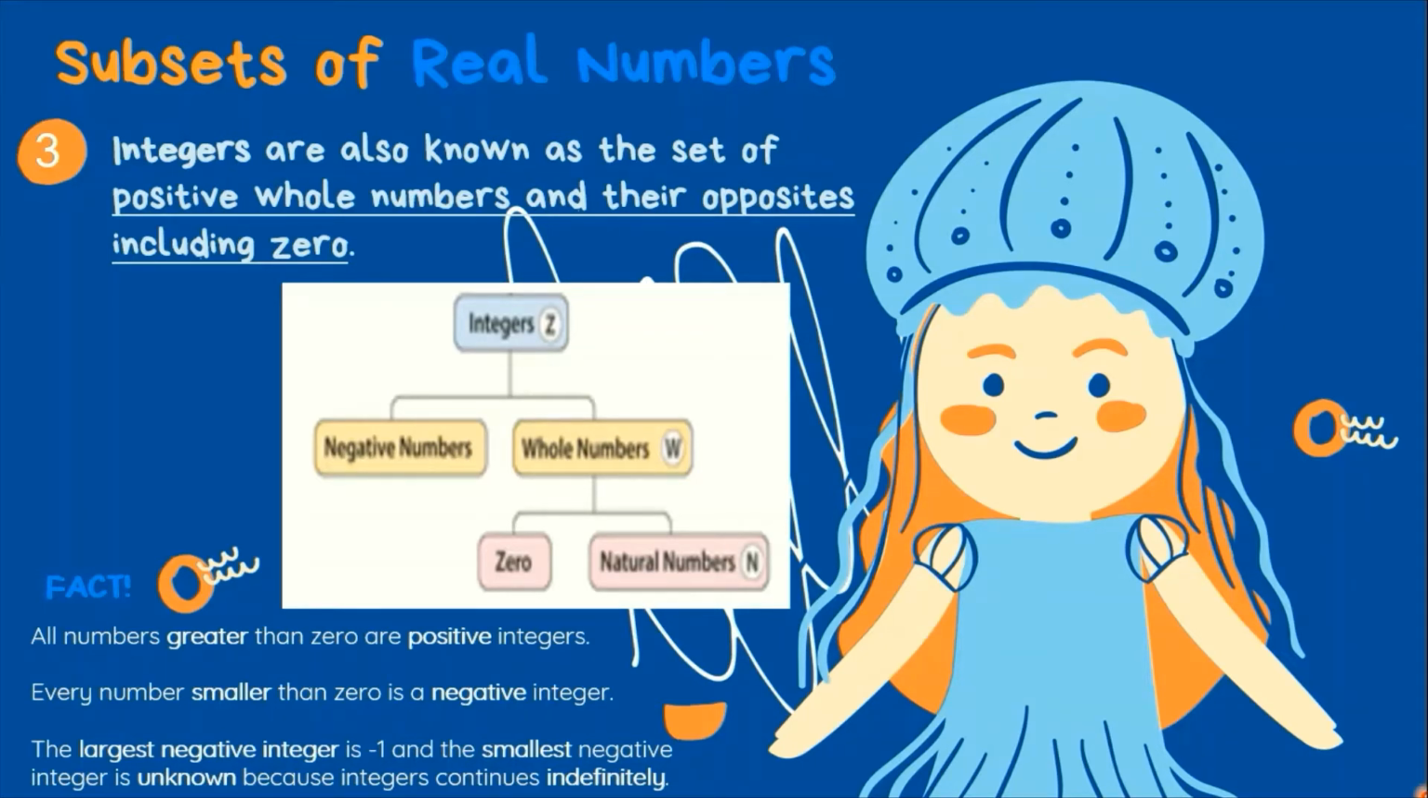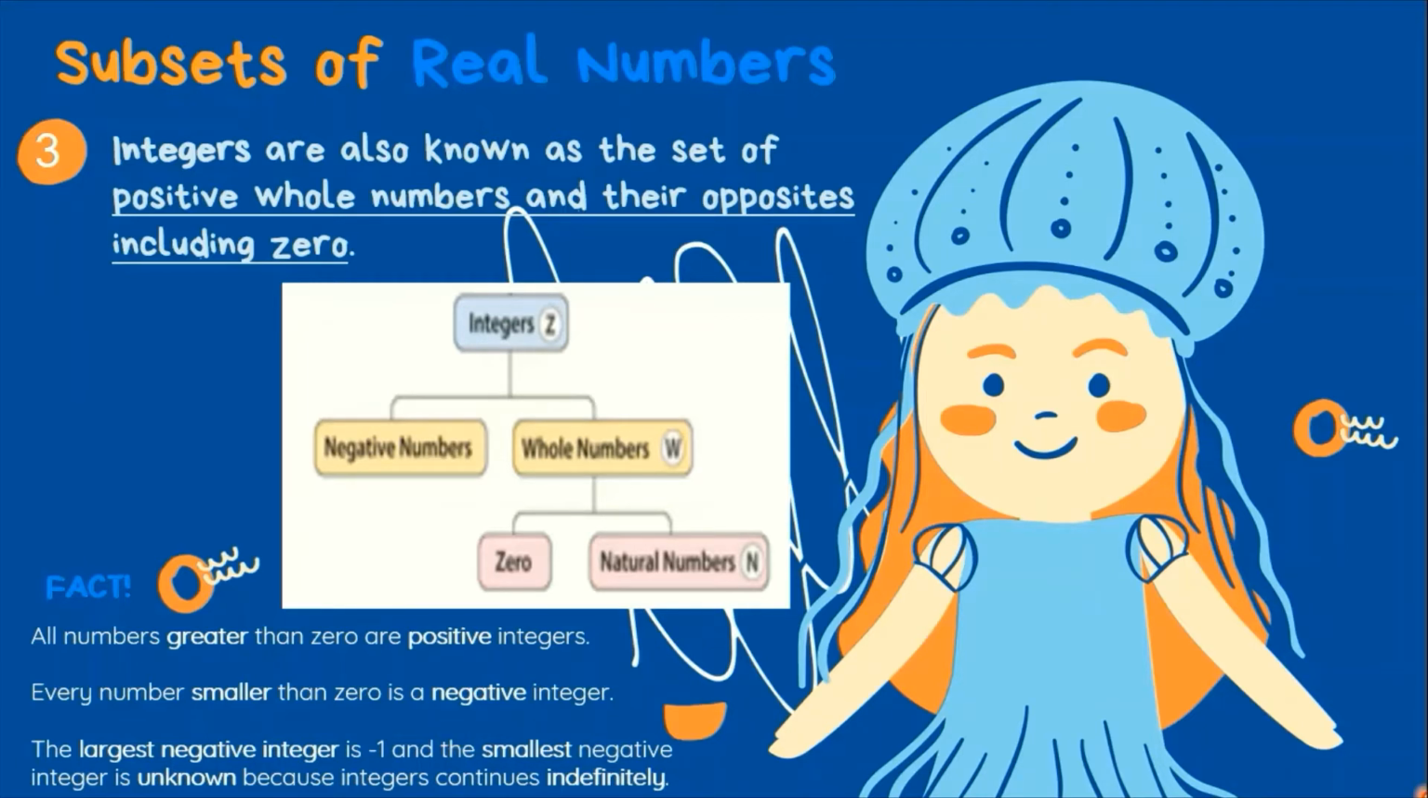The largest negative integer is negative 1, and the smallest negative integer is unknown because integers continue indefinitely. Magtataka tayo bakit for integers, ang pinakamalaki ay si negative 1. Bakit hindi si negative 5? Mas malaki ba si negative 1 kaysa kay negative 5? The answer is yes. Dahil negative 1 ang pinaka-malapit kay 0.